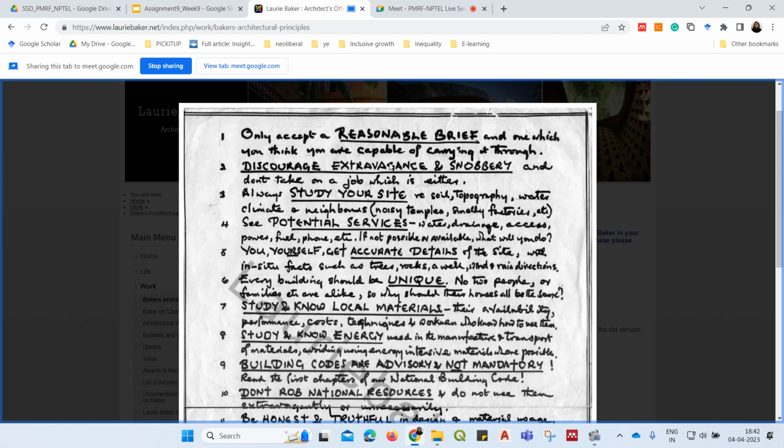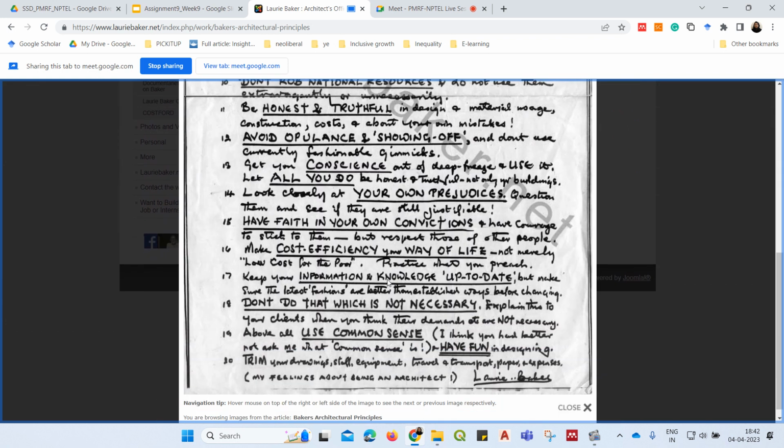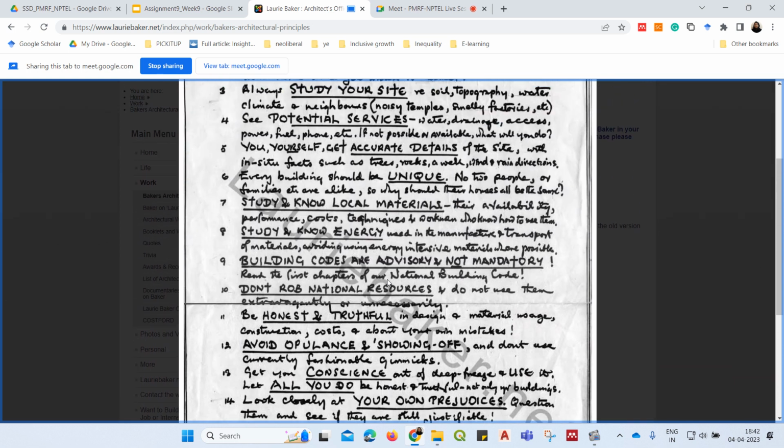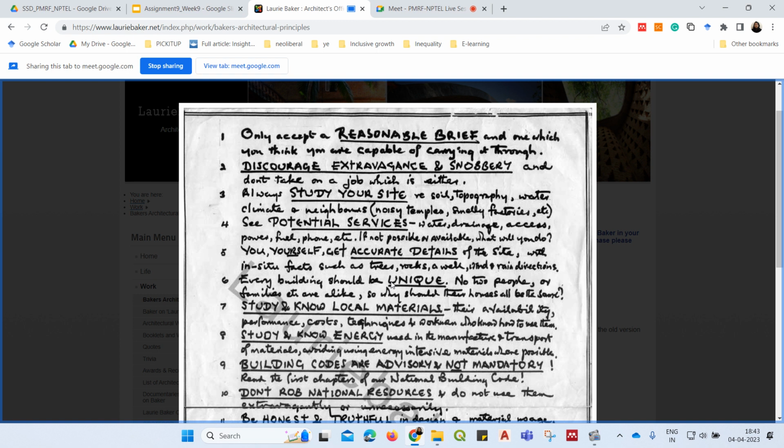Okay, so you can see here, it is a set of different beliefs and principles which Laurie Baker followed, and you can see it is based on or borrows a lot from the vernacular architecture practices which he used in his design. So things like discouraging extravagance and snobbery, and believing in a reasonable brief, so sticking to only the needs. So as we saw that vernacular architecture, it reflects the needs and requirements of a particular area. So when you discourage extravagance and snobbery, and you follow a reasonable design, you are essentially incorporating the needs of the particular user for which your building is being designed.